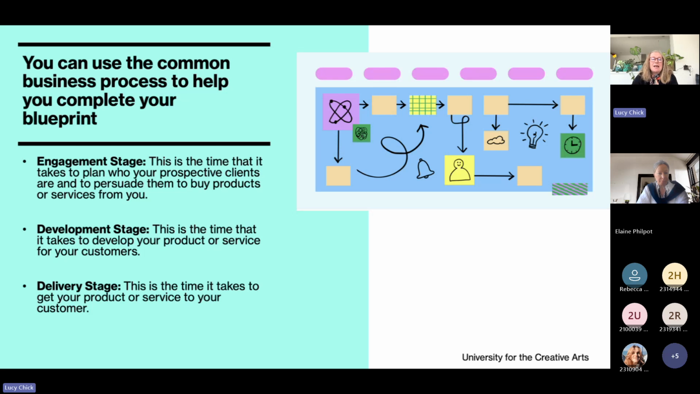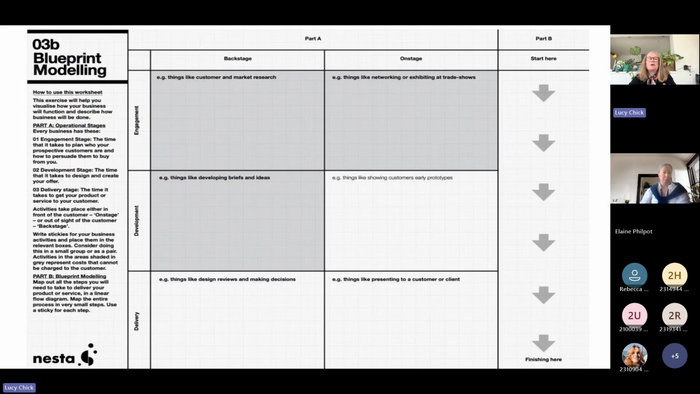So thinking about these, as I say, engagement, just to remind you, is the time it takes to plan and persuade customers to gain customers. Development is where you're developing the product or service for them, and delivery is getting that product or service actually to the customer. So here we go. This is the clear worksheet. It can be really, really useful. Please have a go at filling it in. Hopefully everyone understands that. And you can do as many of these as you want to.